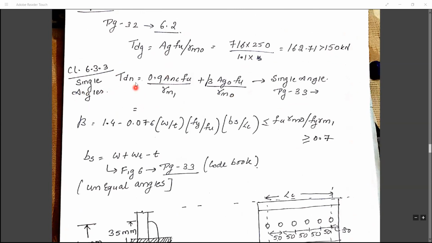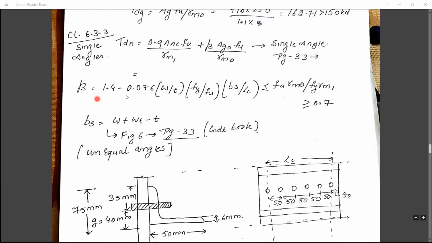Then for single angle section, go to the net cross section area of design: 0.9 ANC Fu by gamma m1 plus beta times AG naught Fu by gamma m0. So if you substitute beta, 1.4 minus 0.076 w by t, Fy by Fu, bs by Lc, less than Fu by gamma m0 by Fy by gamma m1, more than 0.7. So this is for outstanding angle and single angle sections. As the problem is for single angle; when the problem is for double angles, there is also a different type.